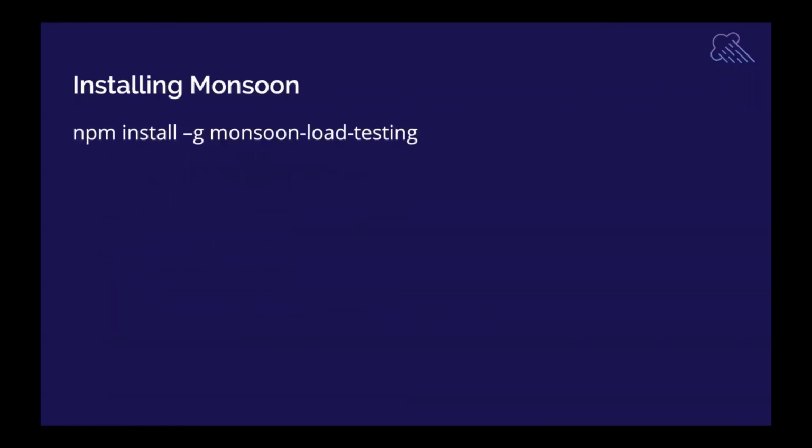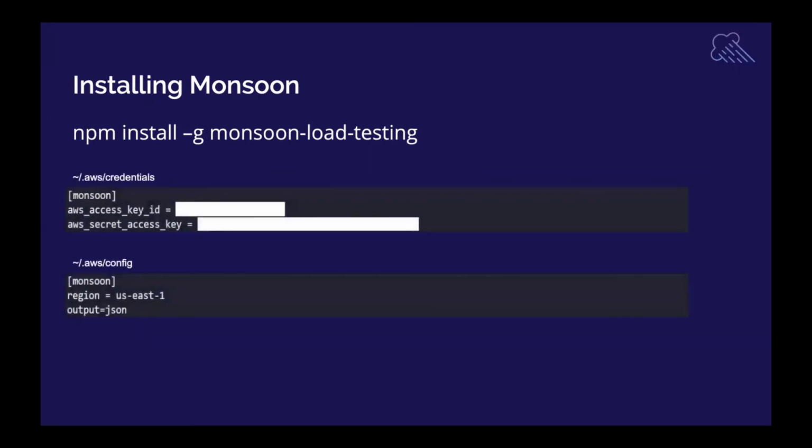Now we'd like to walk you through a demo of how to install and use Monsoon. We publish Monsoon as an npm package, so you can just run npm install global to install Monsoon on your local machine. After you install the package, you want to verify that your hidden AWS config file is correct and does not contain a default profile.